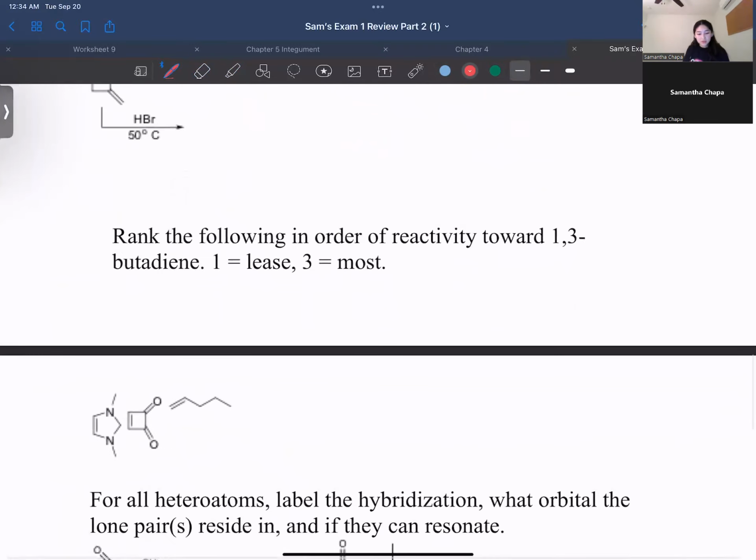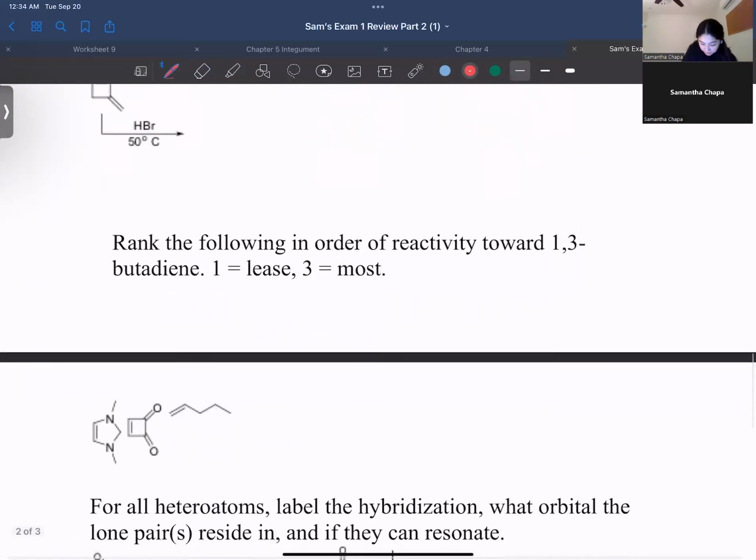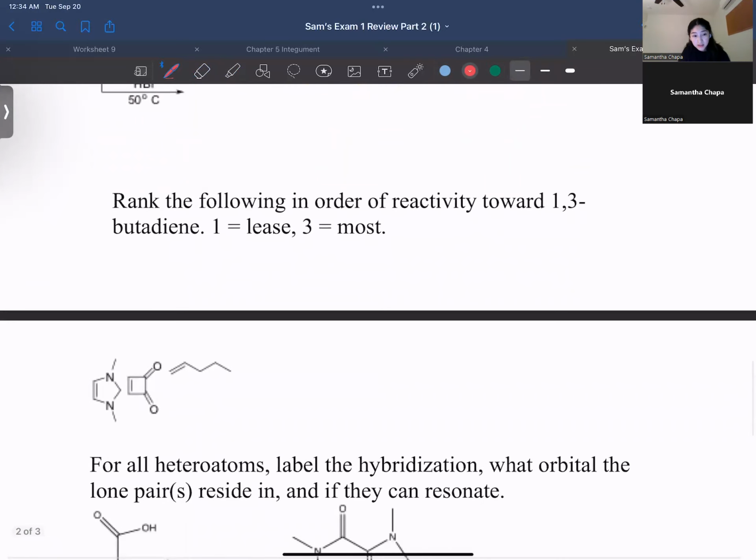I'm going to do this one first. So for this one, rank the following in order of reactivity towards 1,3-butadiene. So draw 1,3-butadiene first, and it's just this right here. So in our Diels-Alder, we know this is our diene. And we know that it reacts with our dienophile. This is a simple dienophile.